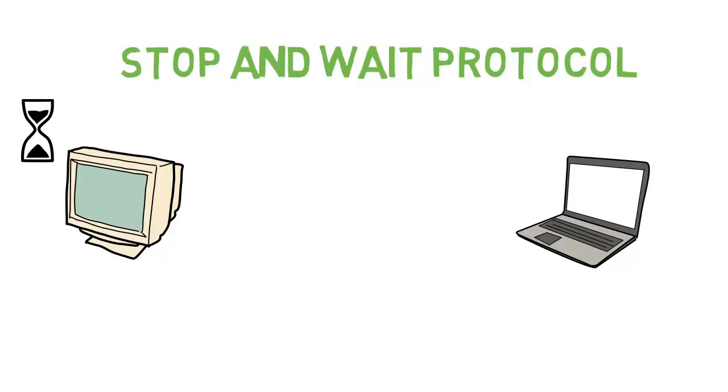To solve this problem, a sequence number is attached with the outgoing frames. When the receiver receives an undamaged frame, with same sequence number, it simply discards the duplicate frame.